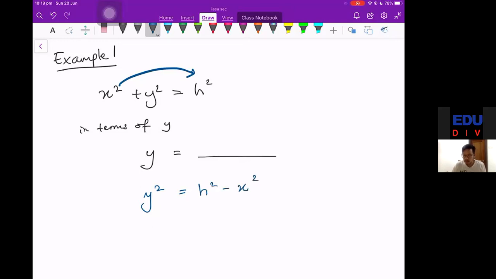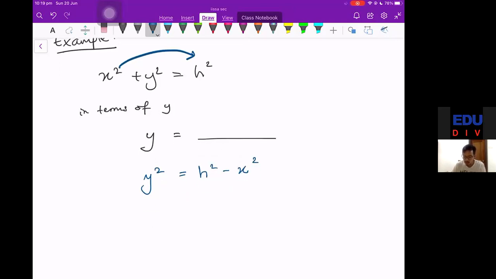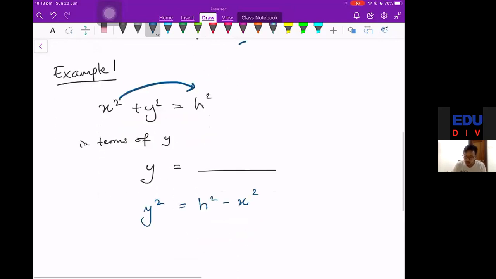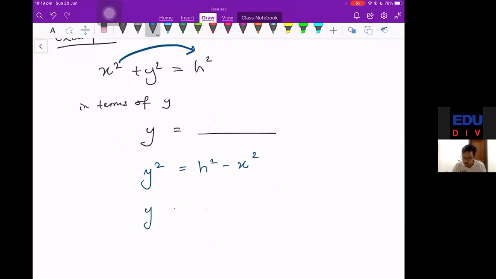Next, what do we need to do? Remember, for a power, the pair is a root. So we need to write a root for that: h squared minus x squared. Make sure you root everything. Here's an important thing: if you are dealing with roots, make sure you add plus or minus in the front.